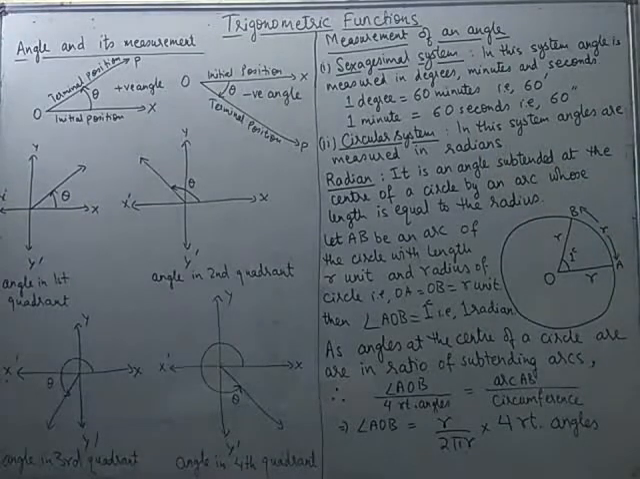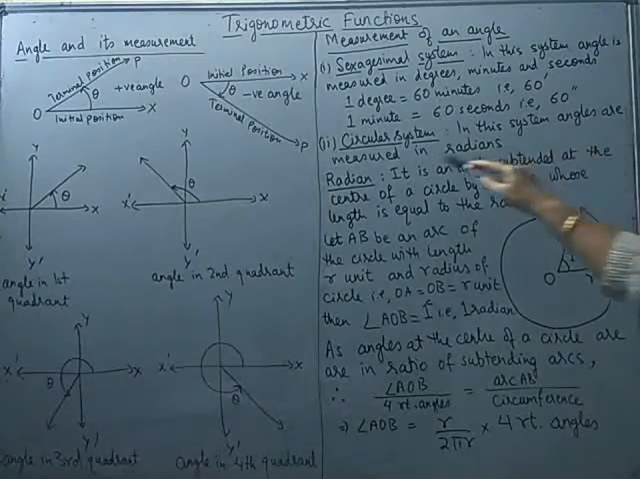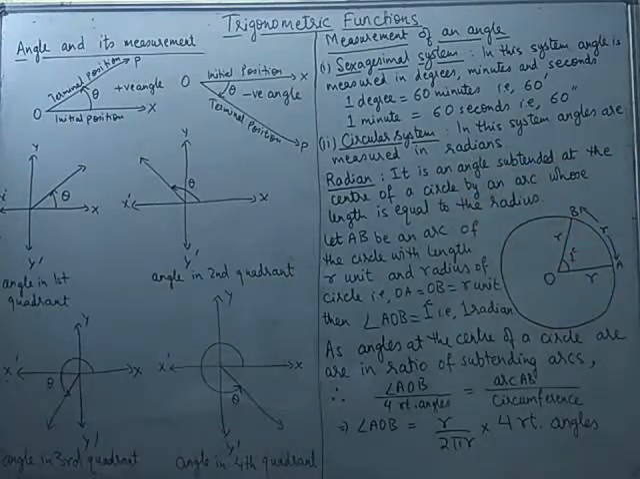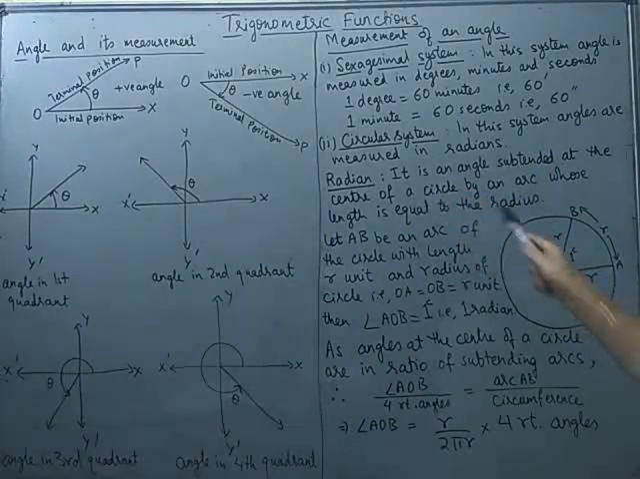So when we will be doing questions based on this, if the angle is in fraction, we'll try to convert it into smaller units of minutes and seconds also. The next is the circular system. In this system, angles are measured in radians. So let us first understand what a radian is.